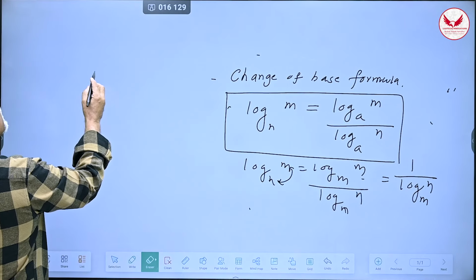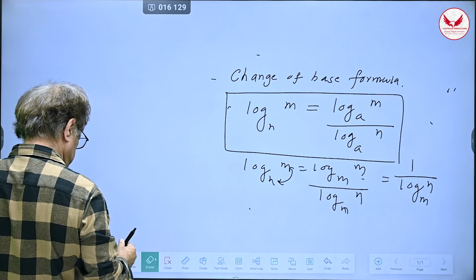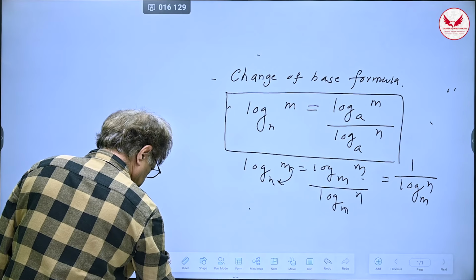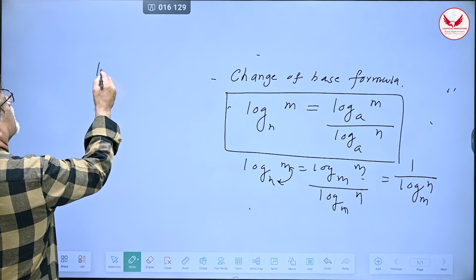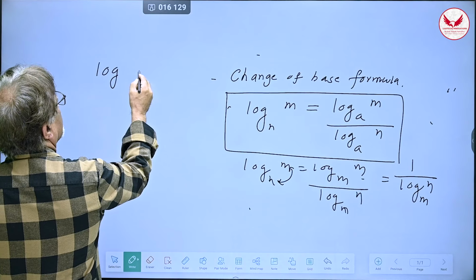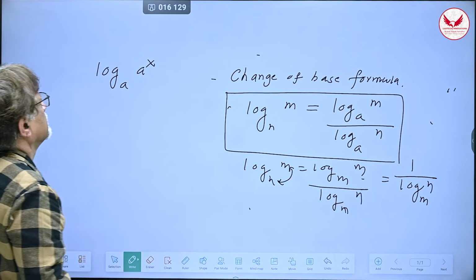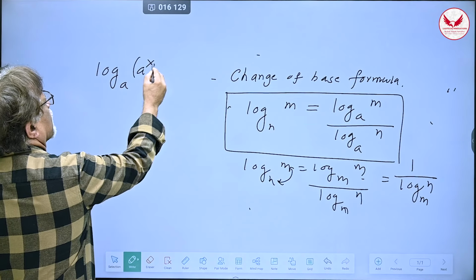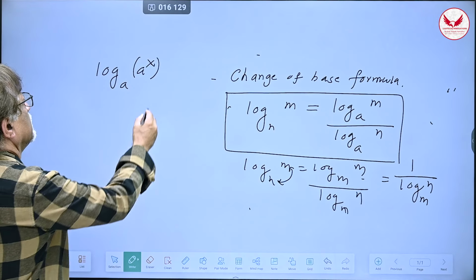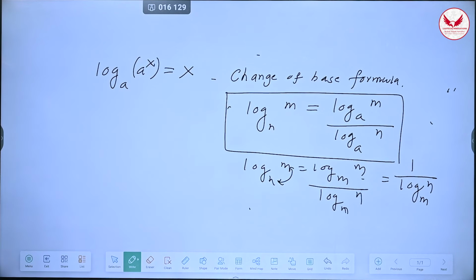So what I'm saying is, if I say log of a raised to x to the base a, I am first taking exponential of that number and then again taking log on that number. So I will get back the same number back again. So it is x. Why?